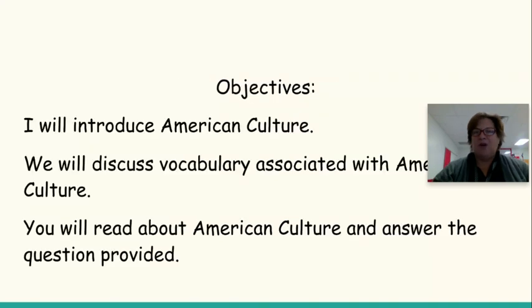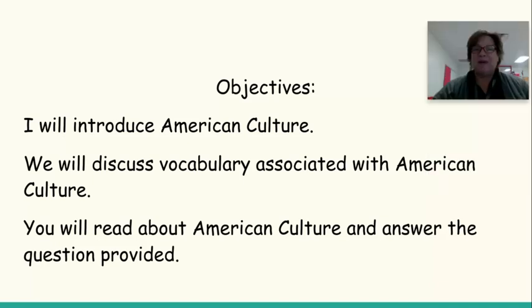Here are our objectives today. I will introduce American culture. We will discuss vocabulary associated with American culture. And then you will read about American culture and answer the questions provided.